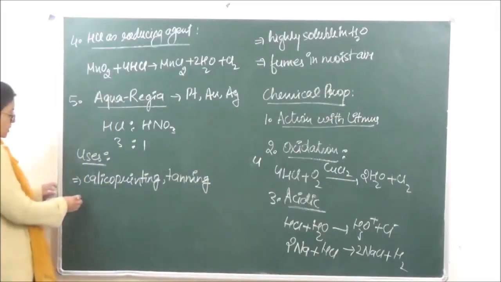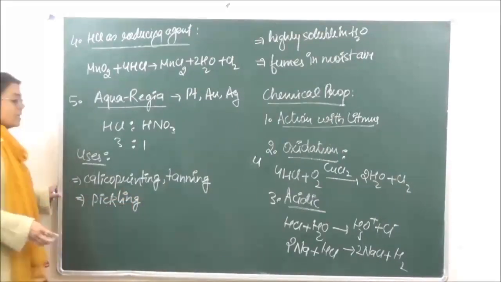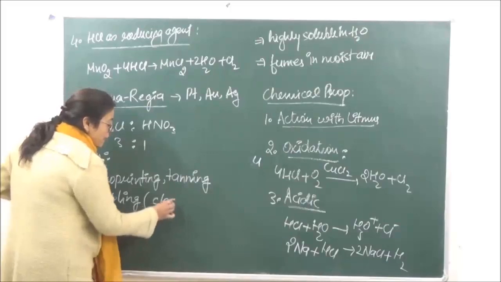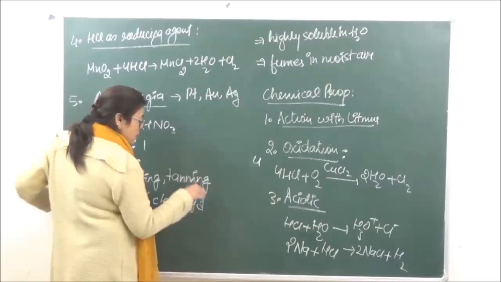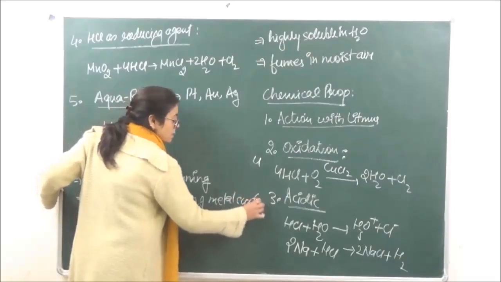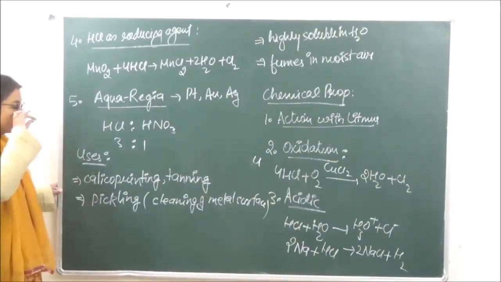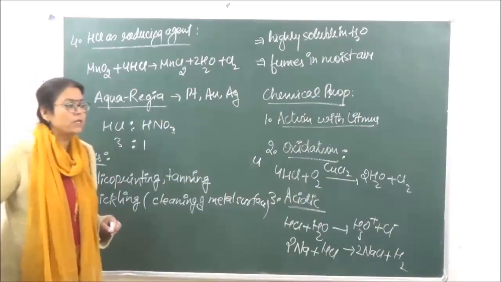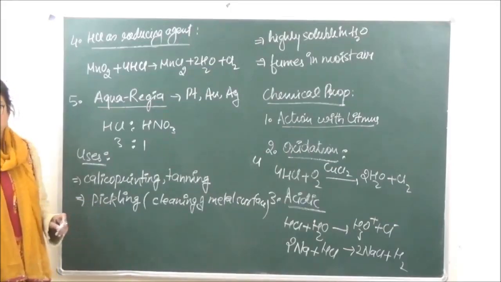It is also used in the process of pickling. What is pickling? Pickling is the cleaning of the metal surface before electroplating या electro refining. इसको clean कर रहे हैं हम metal surface. So this is what pickling is. Before making the metal undergo electroplating, it has to be cleared of impurities. तो उसको clean करने के लिए हम लोग ये method use करते हैं, which is pickling.